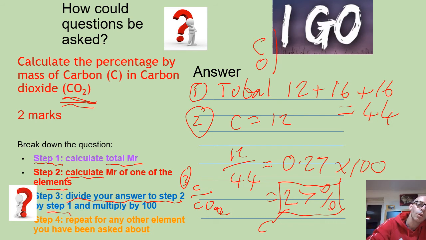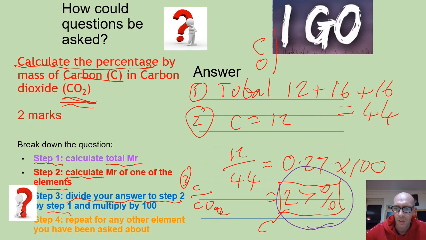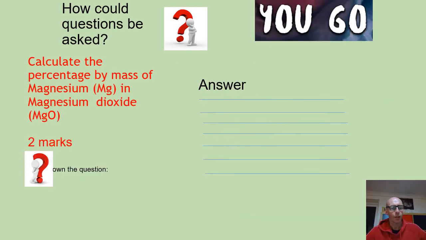But the question said, what is the percentage of carbon in carbon dioxide? And my answer, 27%. Getting used to this pen now. Okay, so here's a question for you to try yourself. How much, one second, let's choose the right pen. There we go. How much magnesium is in magnesium oxide? So remember steps 1, 2 and 3. Try it yourself and unpause it when you're ready.